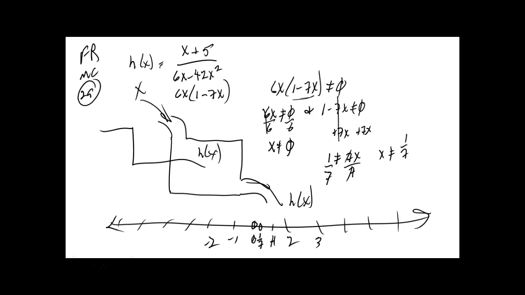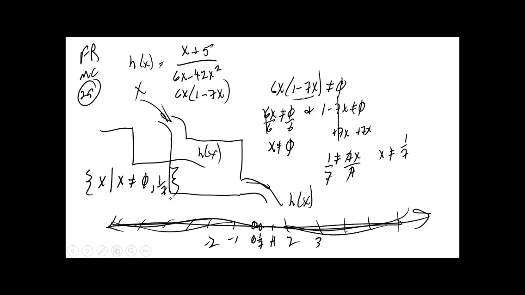So what does that mean? All these x's here are good x's. Those few x's in between there, and by the way, there's an infinite number of them, those are good x's, and all the x's out here are good. So you can either say the set of all x such that x is not equal to 0 or 1/7, or something like that, that set notation.